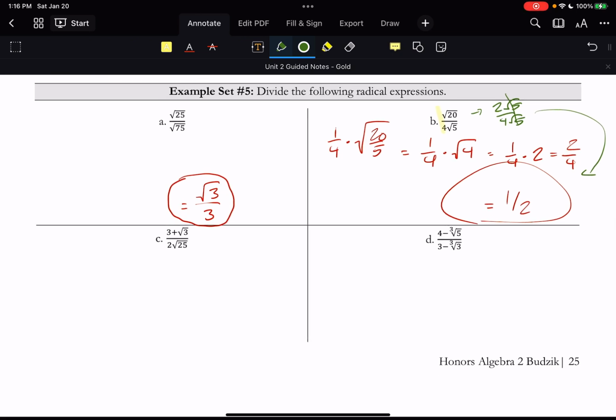C, I have 3 plus the square root of 3 over 2 times the square root of 25. This one, since I have an expression in my numerator, I'm adding two terms together. It is a good idea to look and see, can you simplify the numerator, can you simplify the denominator? So I take a look, I have the square root of 25, I know is 5, 2 times 5 is 10. So I get 3 plus the square root of 3 divided by 10.